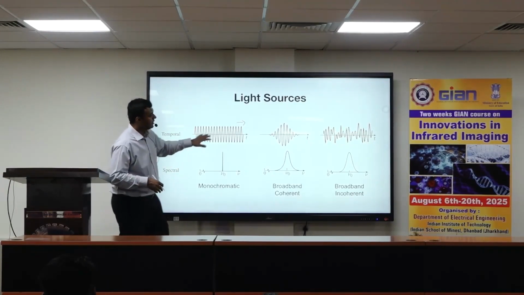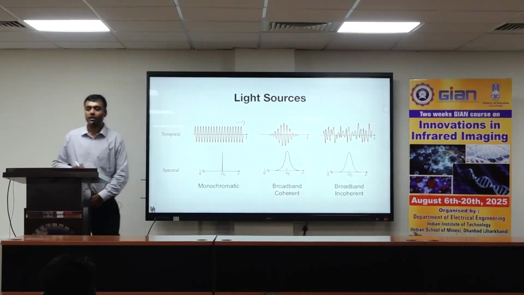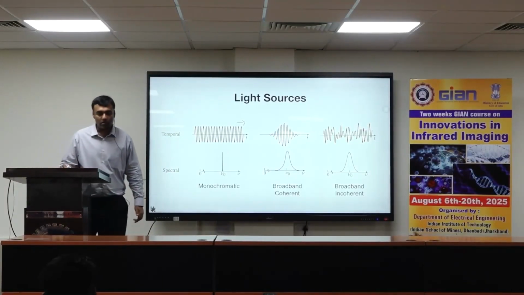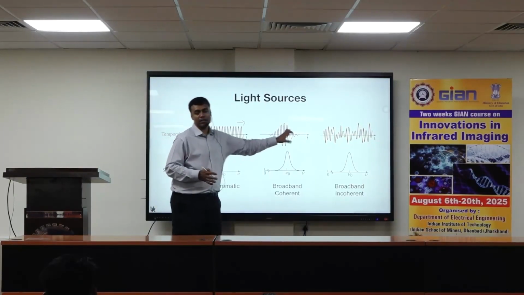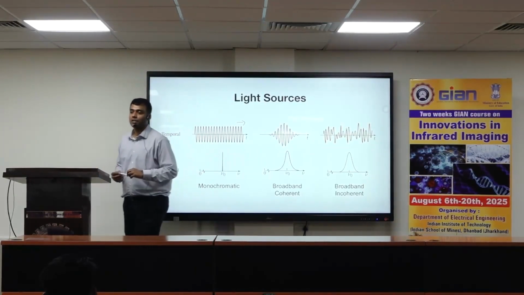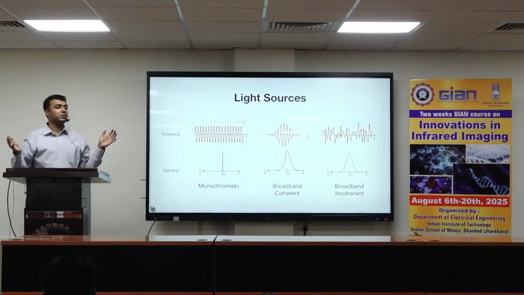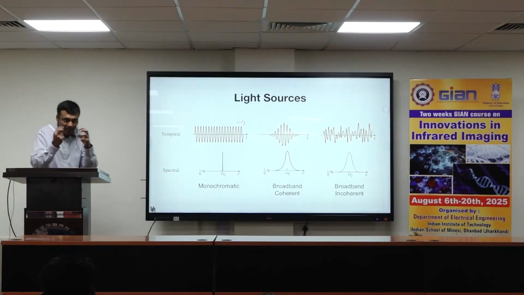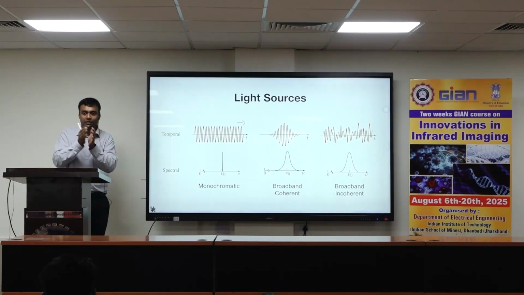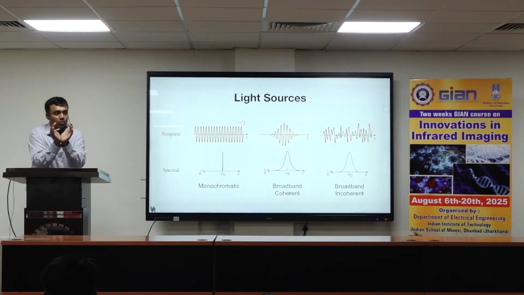You could have light sources which emit a wide range of wavelengths or frequencies, but they're all coherent. They have a phase relationship between each other. So this is like a pulse. An example is a femtosecond laser or femtosecond pulse, which has several different wavelengths together, and there is a phase relationship between them in such a way that it's like a short pulse.